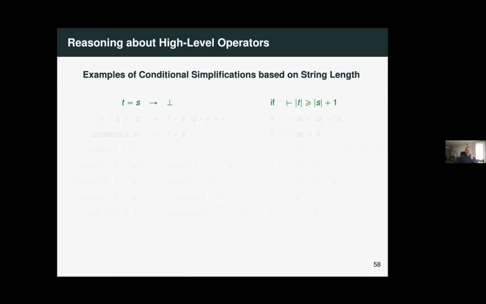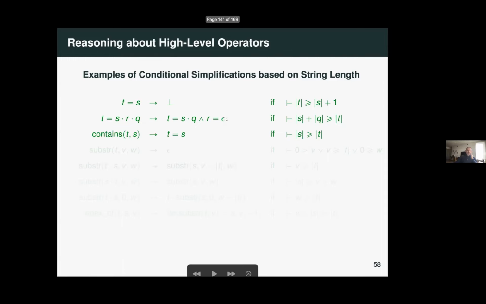For example, if I know that the size of T is greater than or equal to the size of S plus 1, so T is bigger than S, then any equality between T and S has to be false. Similarly, if I know that size of S plus size of Q is at least as big as T, and T is a concatenation that involves something else like R, then S and Q already take up as much space as T has, so R has to be empty.